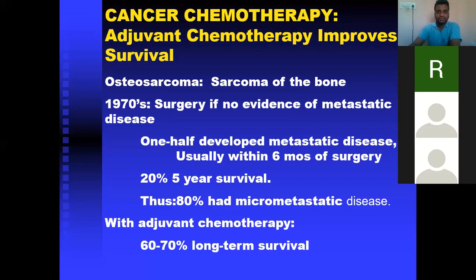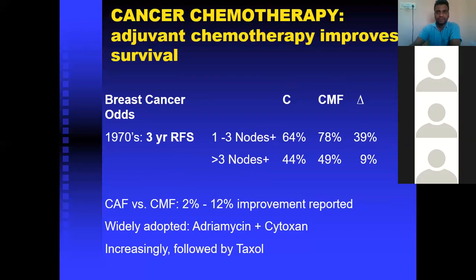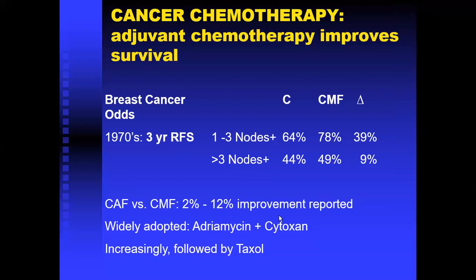So adjuvant chemotherapy improves survival. That was the main point to take away from that slide. So this is again with data. Again, how many nodes were present: 1 to 3 nodes, and then greater than 3 nodes, and with this regimen they compared which one is more effective.